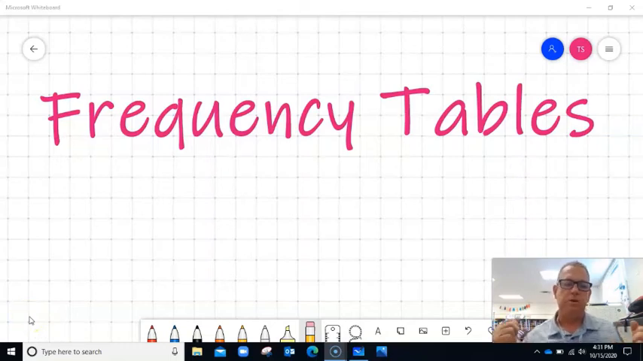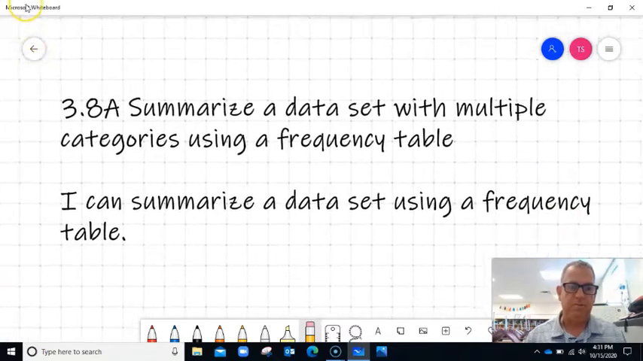Okay, we're starting a new unit today. We're starting the unit on data, and the first thing we talk about in data is frequency tables. Let's go and look at our lesson objective for the day.